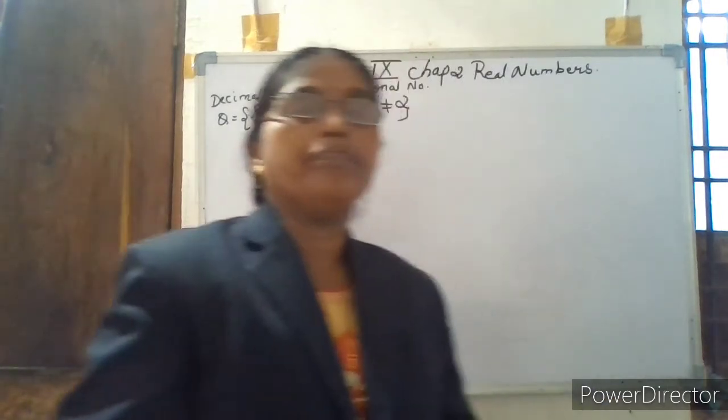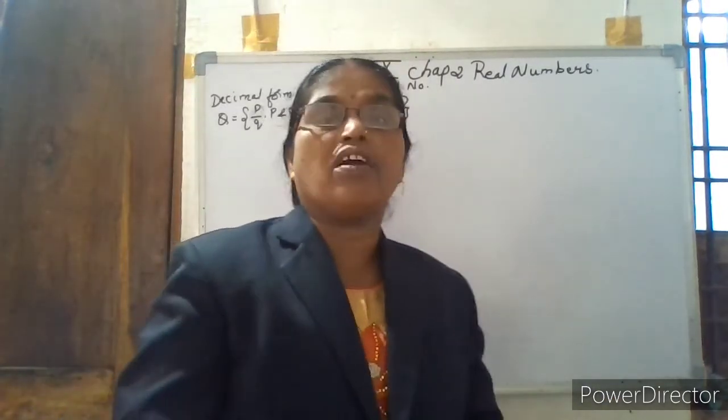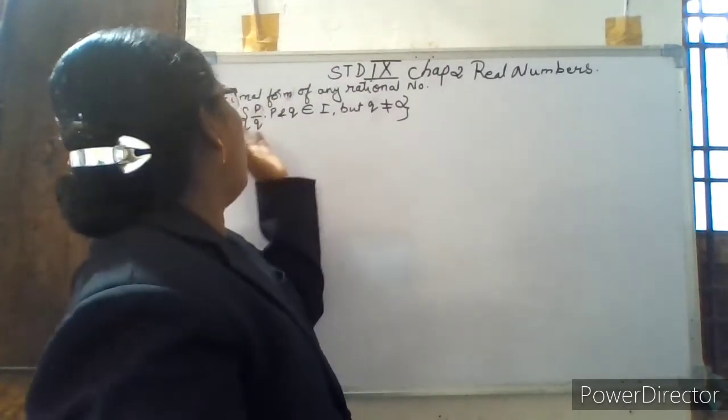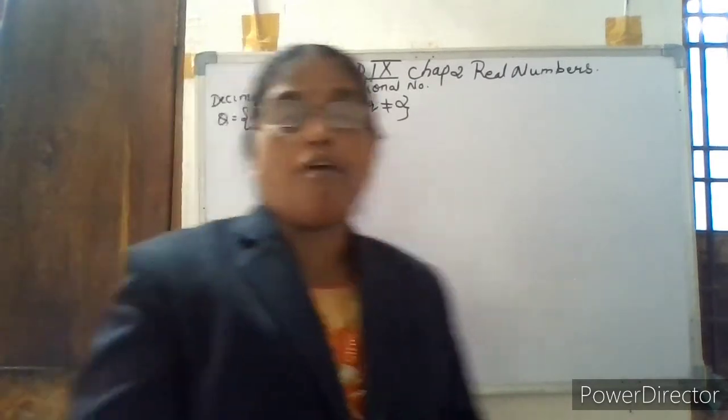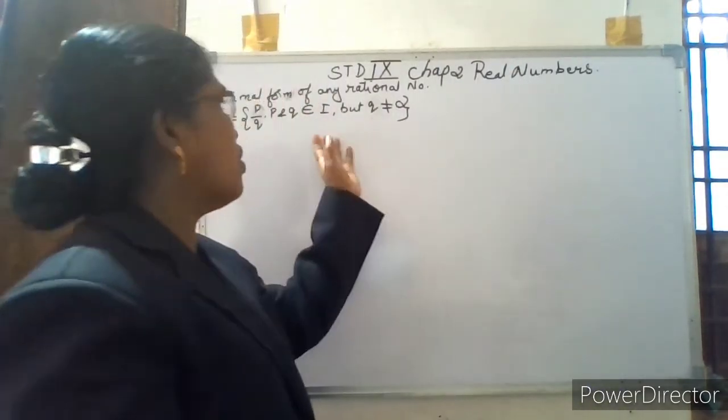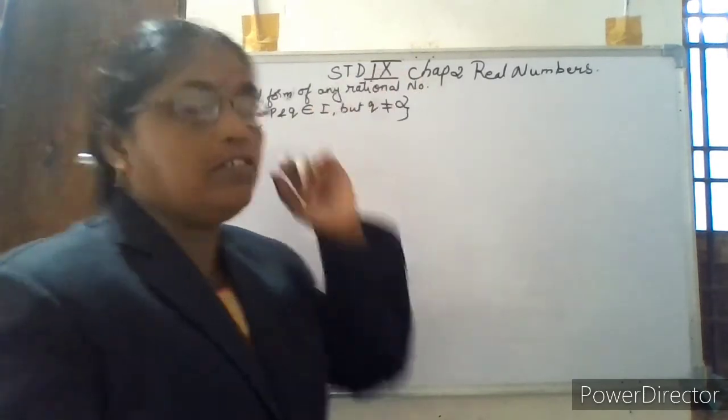Students, in the previous video we had started with chapter 2. Now, the next topic in chapter 2 is the decimal form of any rational number. Before that, let us recall what a rational number is.